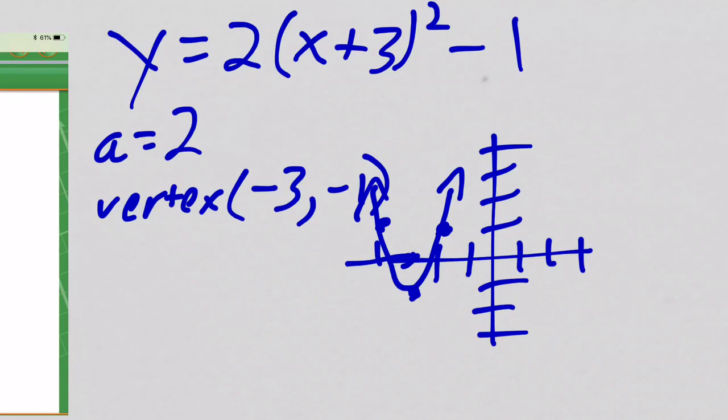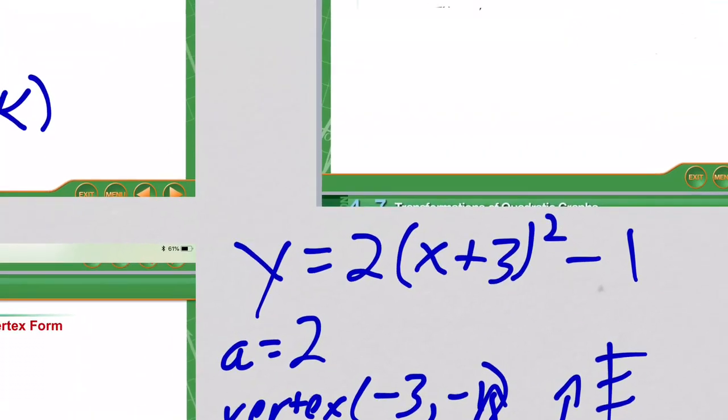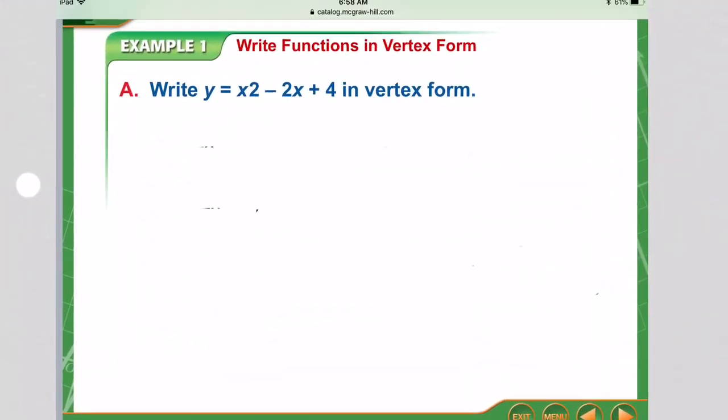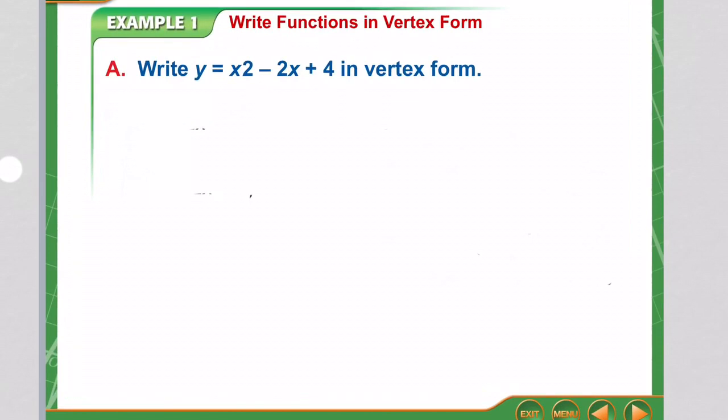So what we're going to talk about now is how do we put an equation into this vertex form? Well, there's no easy step-by-step method. So we're just going to go ahead and go through, and I'm going to talk about how we do this. We're going to learn something called completing the square.